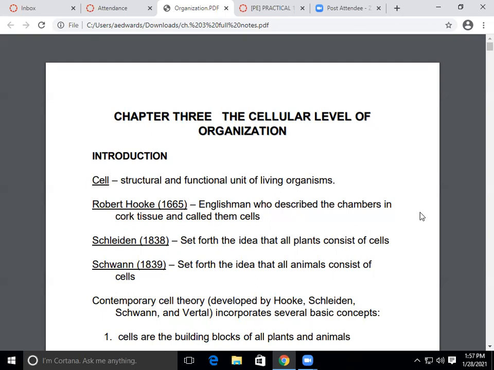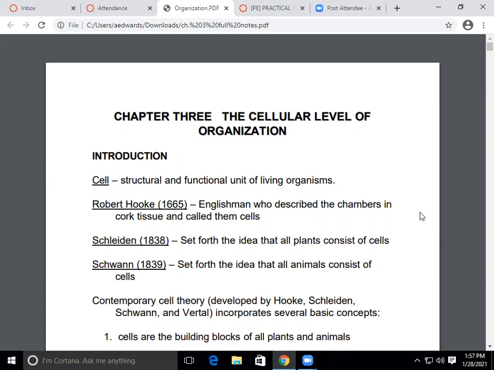So, some important people that you need to know about and their contributions. These are things that tend to show up as matching: match the person with their contribution. So Robert Hooke in 1665 described chambers in cork tissue and called them cells. This is the first time anybody used that term, the cell. That's a big deal in science, okay?